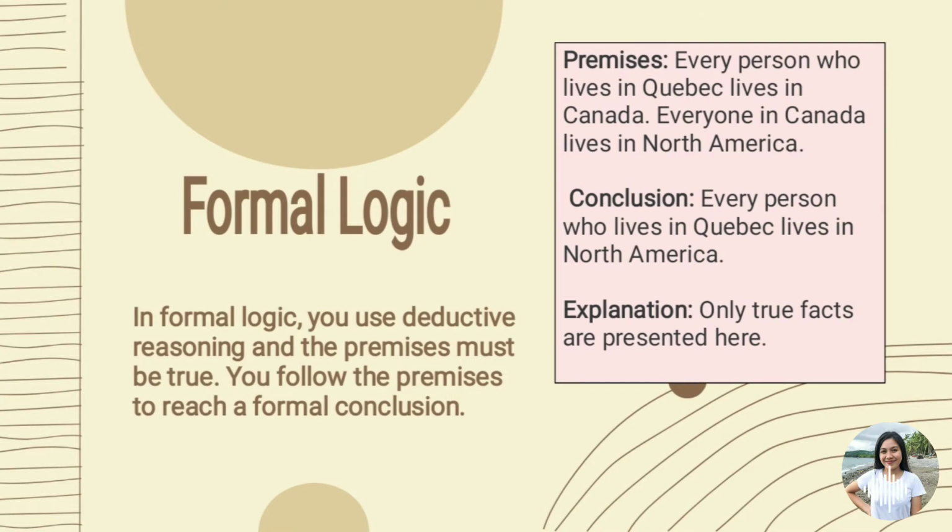Formal logic. In formal logic, you use deductive reasoning and the premises must be true. You follow the premises to reach a formal conclusion. So unlike sa informal logic, ang formal logic naman is supportive with evidence. So, it clearly states a reasonable conclusion. So, example, premises. Every person who lives in Quebec lives in Canada. Everyone in Canada lives in North America. So, the conclusion we have is every person who lives in Quebec lives in North America.